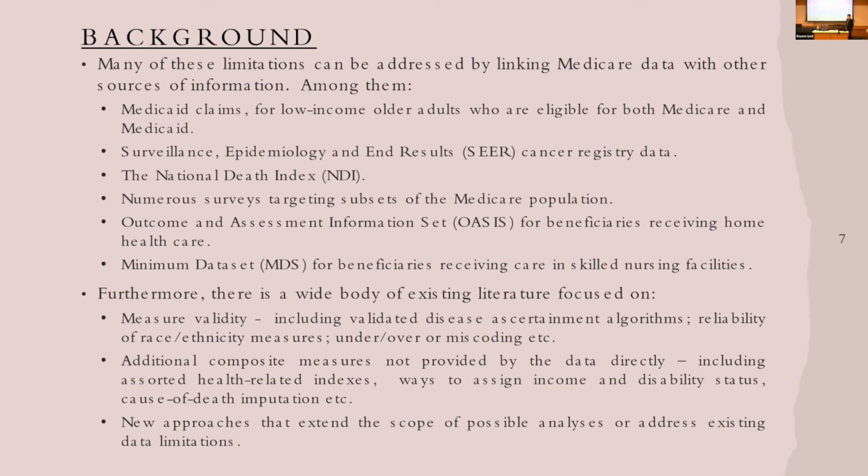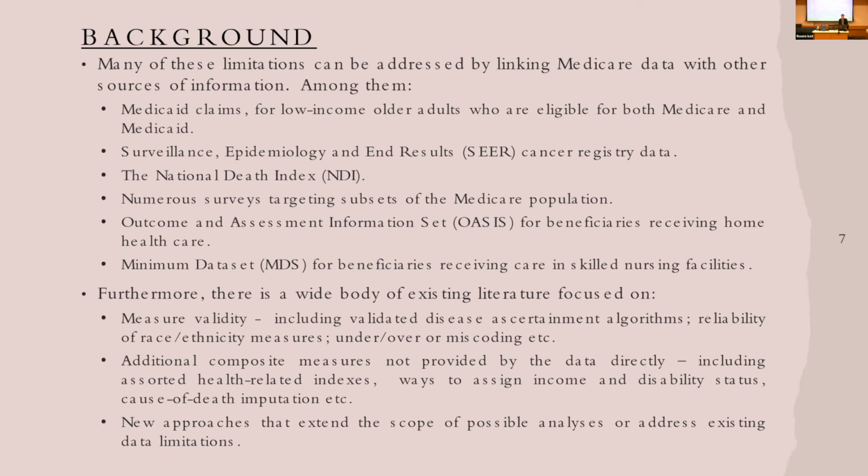Medicare does not provide a cause of death, although there are methods to impute it. But if you link in the National Death Index, you can get what's officially on the death certificate. There are numerous surveys targeting subsets of the Medicare population, like the Health and Retirement Study, the NLTCS, et cetera, lots of these. And most important for us in the study of Alzheimer's, the Outcome and Assessment Information Set and the Minimum Data Set. The first of these covers assessments for beneficiaries receiving home health care. The second of these covers those in a skilled nursing facility.